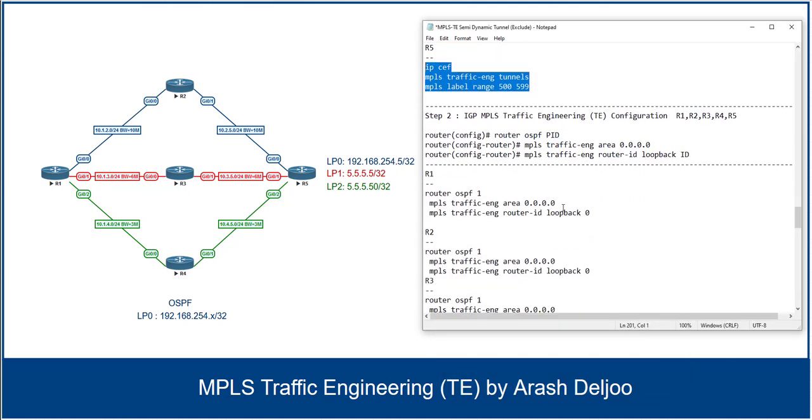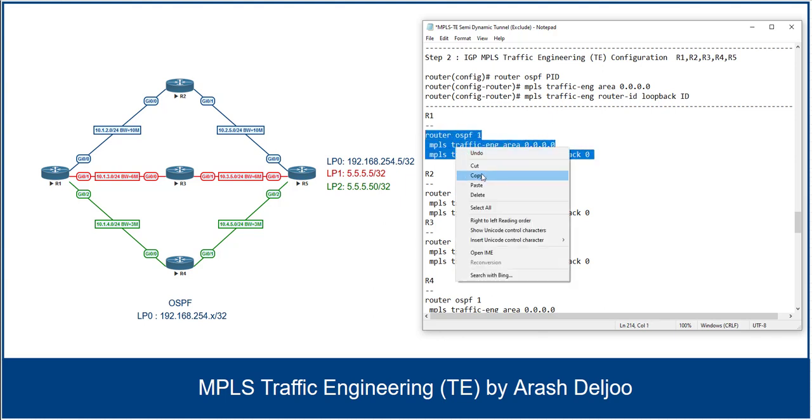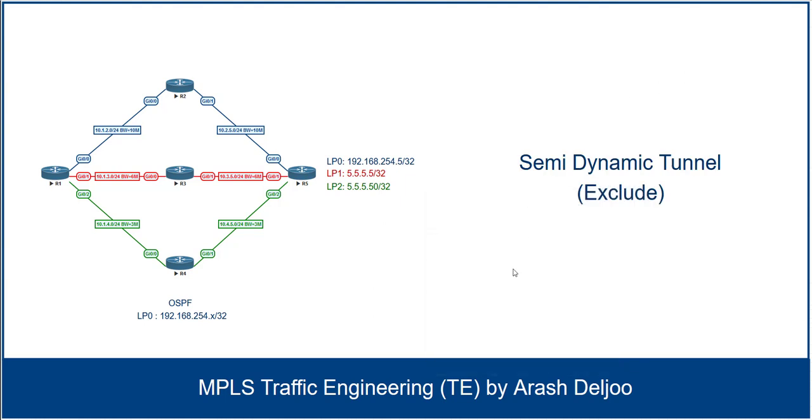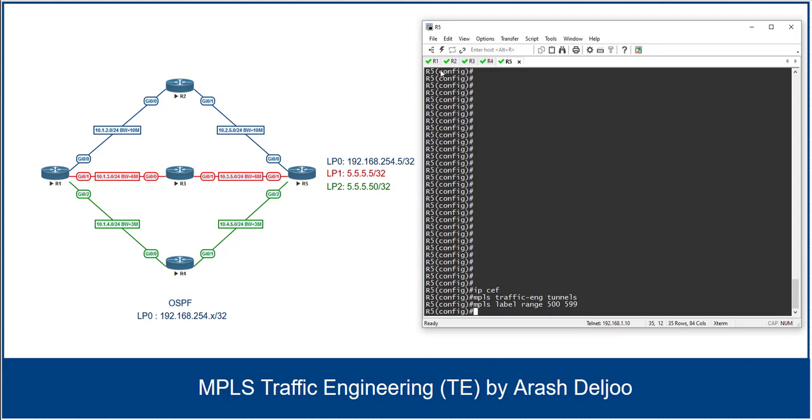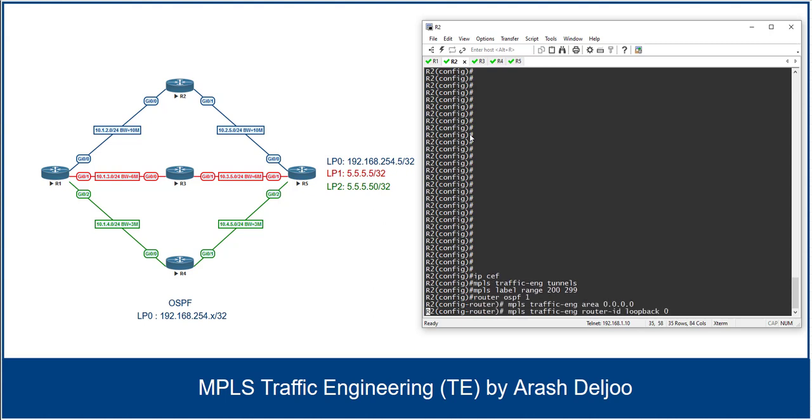The next step, step 2, is IGP MPLS traffic engineering TE configuration. With this command, router ospf 1, mpls traffic-eng area 0, mpls traffic-eng router-id loopback 0. This command is similar on all routers. Because of that, let me copy the configuration of router 1 and paste it on all routers.